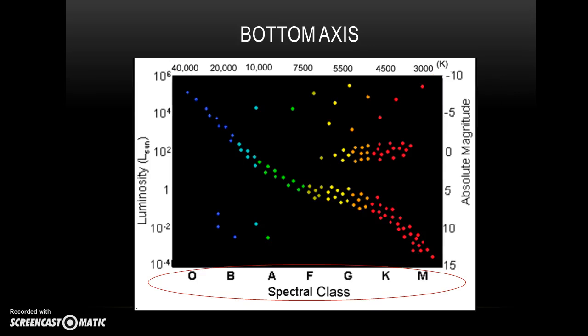The bottom part of the chart is where you'll see the spectral classes, O, B, A, F, G, K, and M. And these are looking at the spectral lines and the bands of the star. Each one of these is also broken down further into 1, 2, 3, 4. So for example, our star, the sun, which is in this area here, is a G2 star.